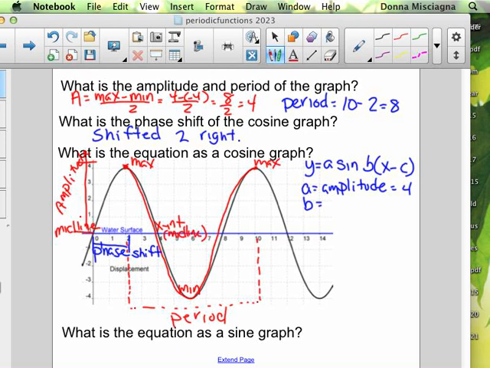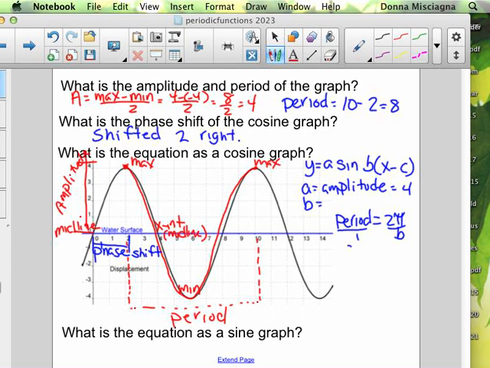So the period is, if we add in the equation, the period is calculated by period equals 2 pi divided by b. Right? So we can replace the period with the length of the period, cross multiply, and solve for b. So that is how we would solve for b, using the period.